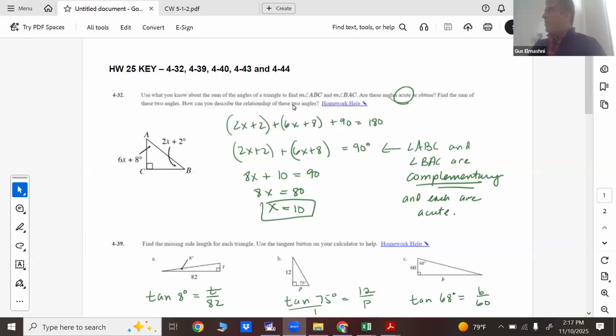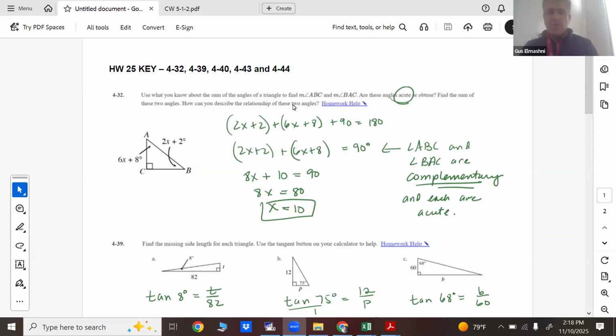Okay, so for 432, it looks like you're asked to solve for x. That should be pretty straightforward. Guys, quiet, please. So those two angles have to add to 90, or those two angles plus 90 add to 180. Either way is fine. Solve for x, you get 10.